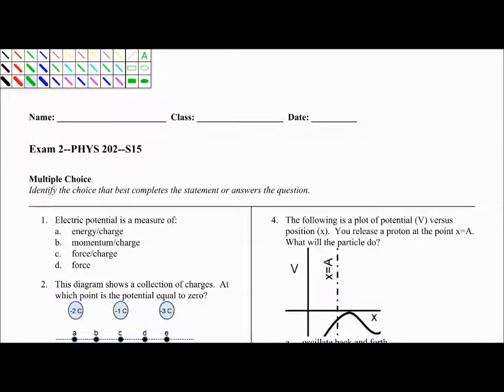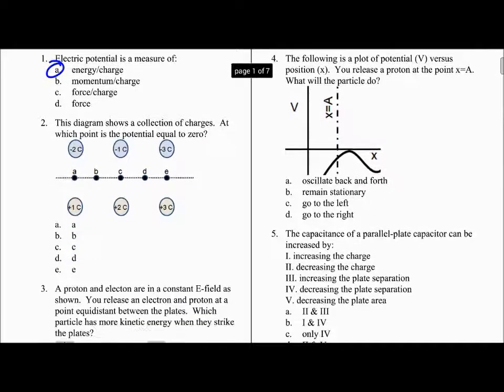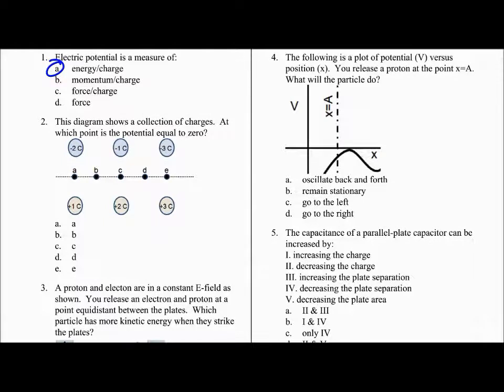Okay, so this is exam 2 for physics 202. Let's see here. Electric potential is a measure of energy per charge. This diagram shows a collection of charges. At what point is the potential equal to 0?